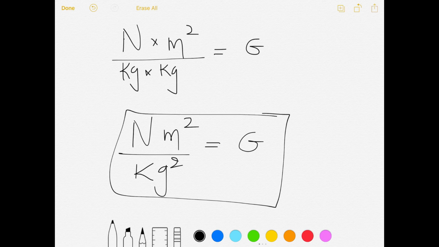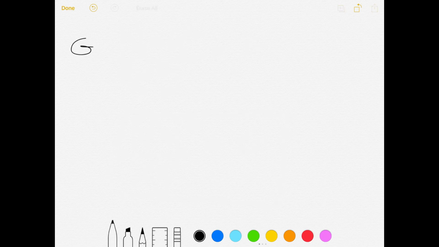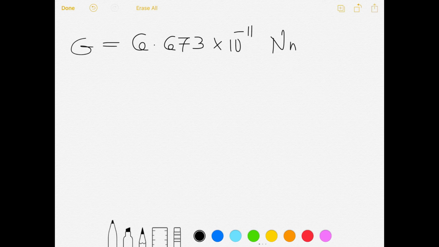So if I write it, it looks like this. G is equal to 6.673 multiplied by 10 raised to minus 11 Newton meter square per kg square.